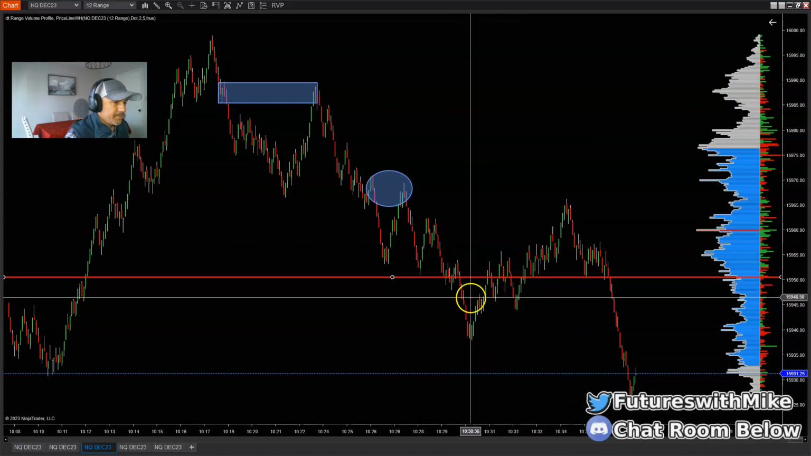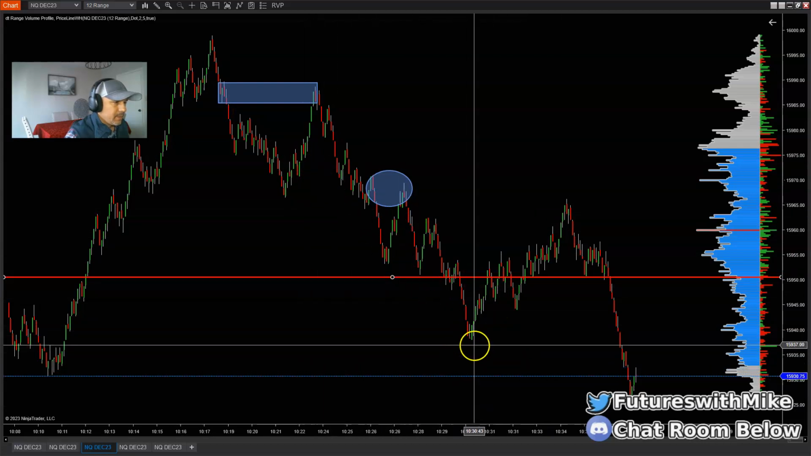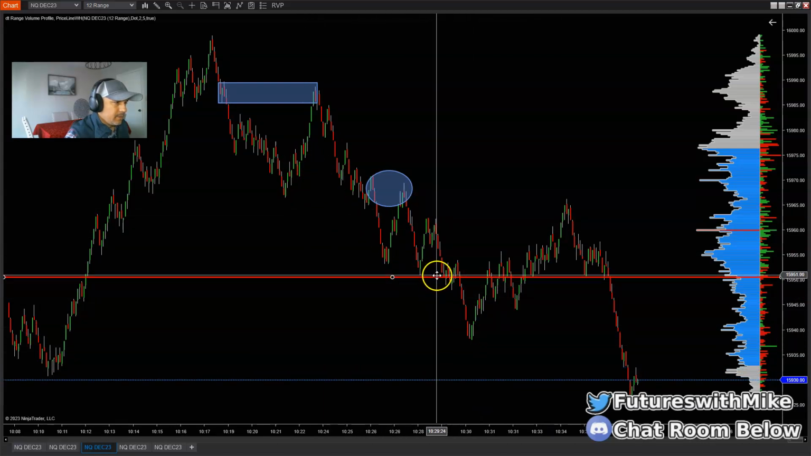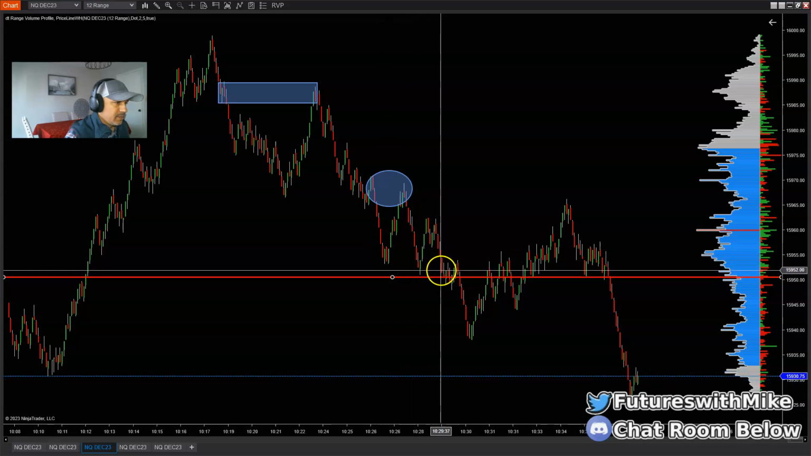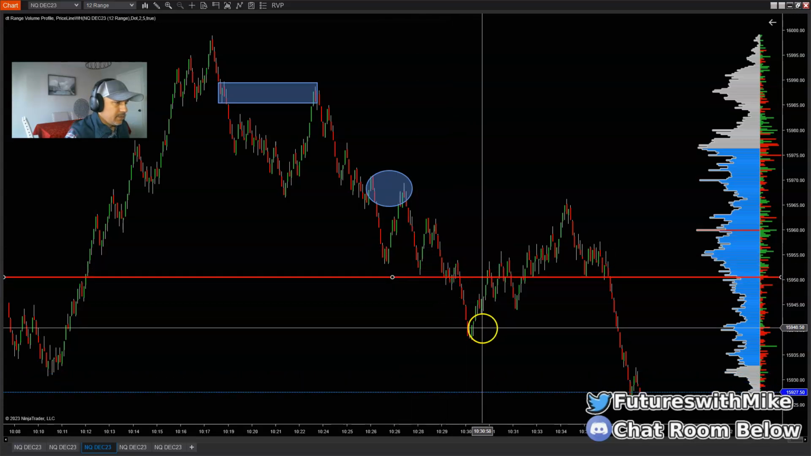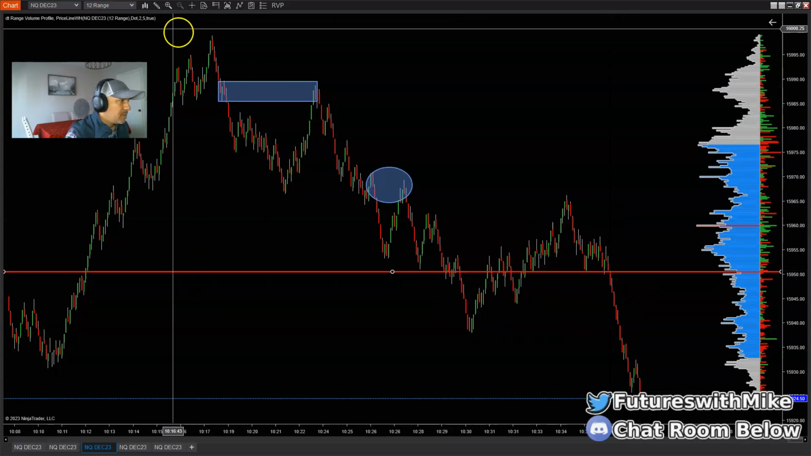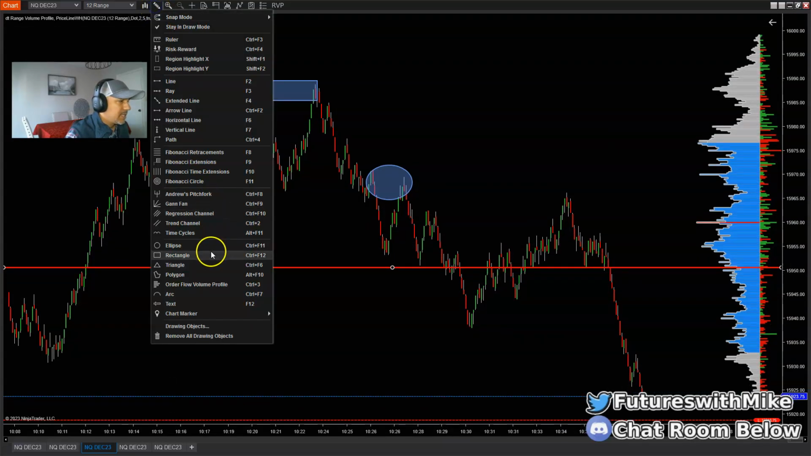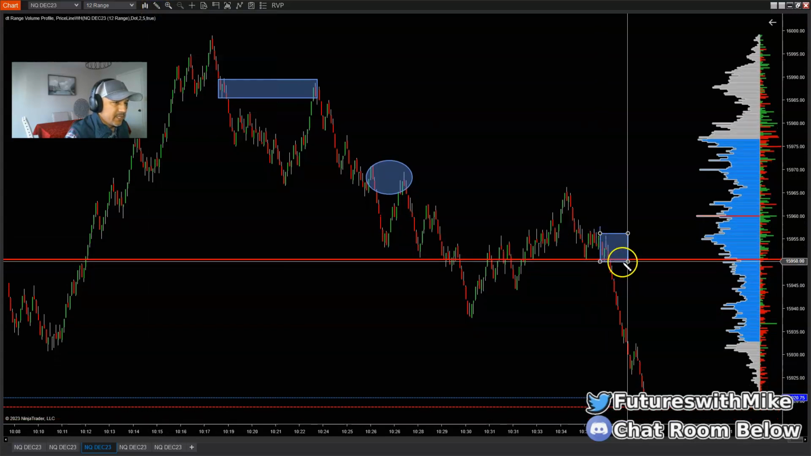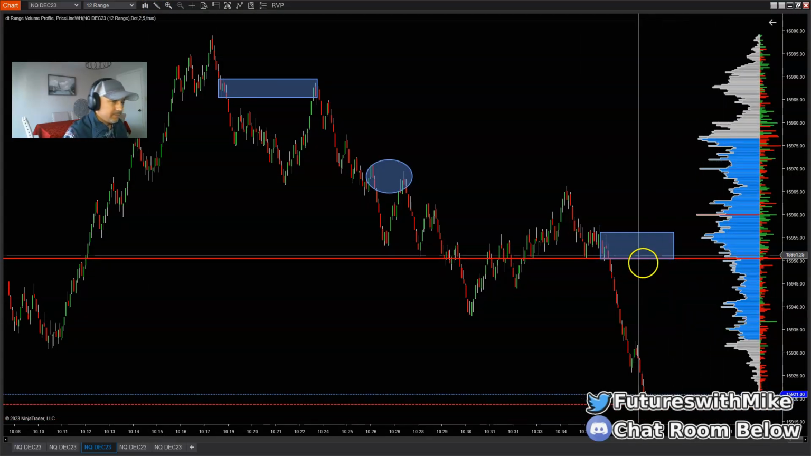Now, okay. Let me see. Yeah, this would be an area of supply right here on the lower time frame. I'm going to mark that. Just kind of keep my eye on the lower time frame and see what happens when it gets here. We'll see.